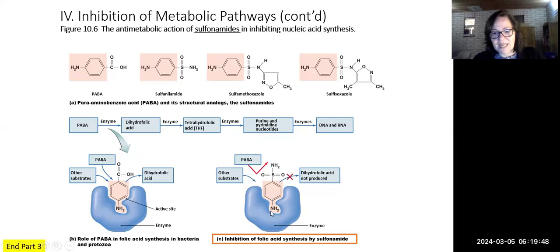They fit into the active site of this enzyme, which means that enzyme can't catalyze the reaction that it's supposed to catalyze. And so, although it's interfering way over here in the pathway, the end result is the bacterium cannot make enough DNA and RNA to copy itself. So clever.